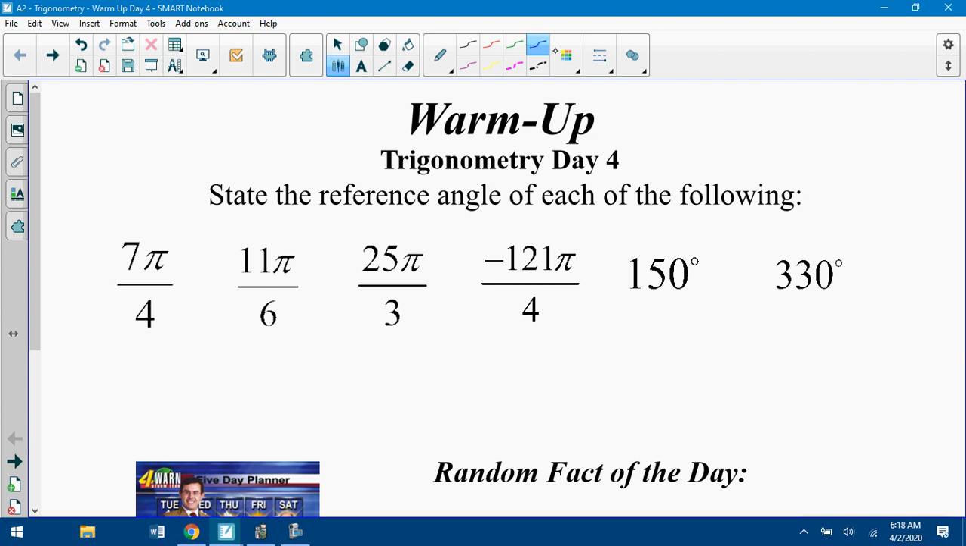Okay, so I was trying to show you yesterday that radians are really easy because a reference angle in radians is always one slice of the pizza. One slice of the pizza would be pi over 4 or pi over 6 or pi over 3. It's whatever number is on the bottom. So anytime you're over 4, you want to think 45 degrees. Anytime you're over 6, that's always 30 degrees. Over 3, 60 degrees. This would be 45 degrees again because it's over 4.